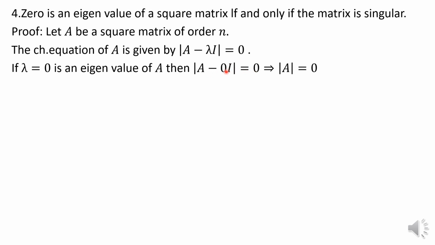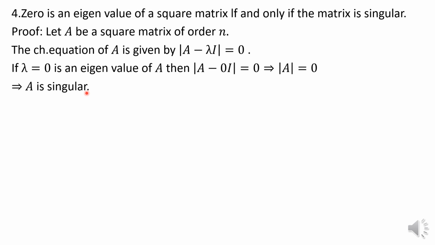What is 0 into I? It is 0. What is A minus 0? A minus 0 is A only. So on the LHS we only get determinant of A, that is equal to 0, which means determinant of A is 0, meaning the matrix A is singular. So what we have proved here is, by taking lambda is equal to 0, A is singular. That is, if 0 is an eigenvalue, then A is singular. This is the proof of the first part.